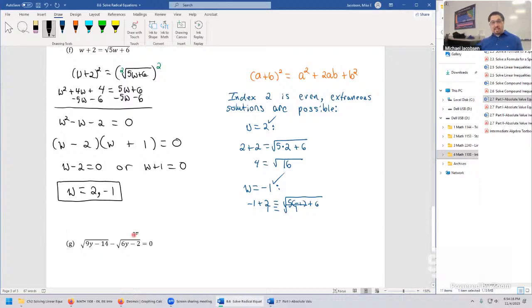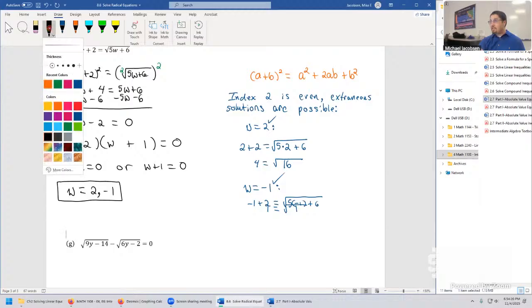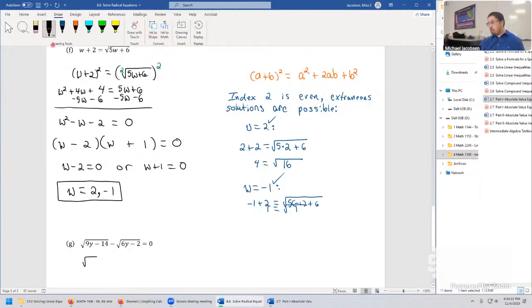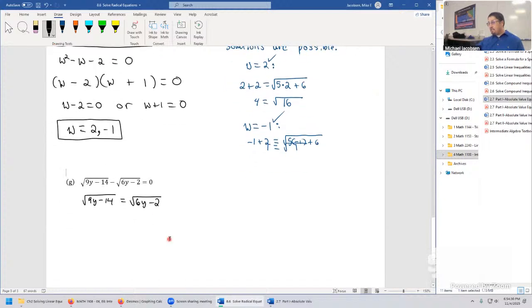Well, that could be done in one step. Just add root 6y minus 2 to both sides. And the new equation is that the square root of 9y minus 14 equals the square root of 6y minus 2. In a real sense, they're both isolated on both sides of the equation. So let's square both sides.